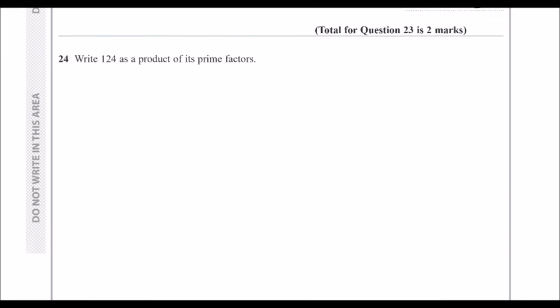Question 24. Write 124 as a product of its prime factors. So I'm going to start with 124 and I'm going to break it down. So I can break it down to 2 times 62. 2 is prime, 62 isn't. 62 can be broken down again, and again it's in the 2 times table, and it's 2 times 31. 31 is a prime number.